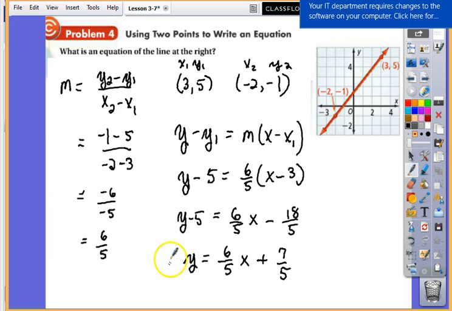All right, so that's your final answer. This is the equation written in slope-intercept form.